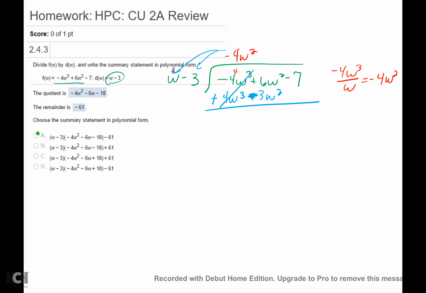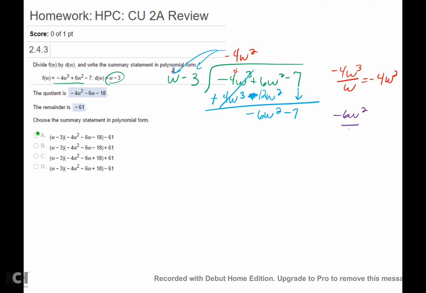The third degrees cancel, combine like terms. I have 6w squared minus 3w squared is 3w squared. Wait a second, that's not 3, that's 12. Silly goose, my bad. So 6w squared minus 12w squared is -6w squared. Bring down the -7. We're going to go back to the alley.